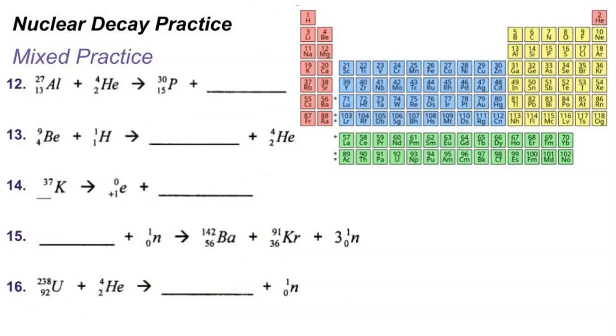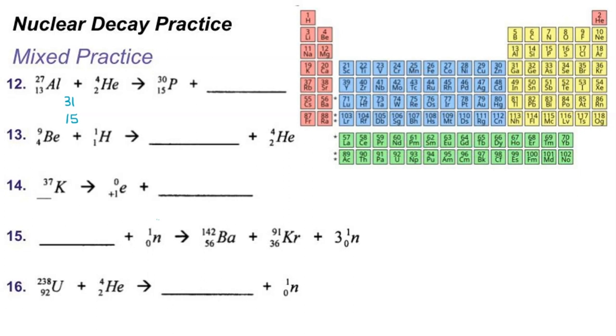Up next, we have another reaction with a couple of reactants. So we need to add those up, so then we can subtract out our product and figure out what the other product has to be. So we have aluminum and helium for a total mass of 27 plus 4, so 31, and a total number of protons or atomic number of 13 plus 2, so that's 15. So we need to match those numbers on the product side.